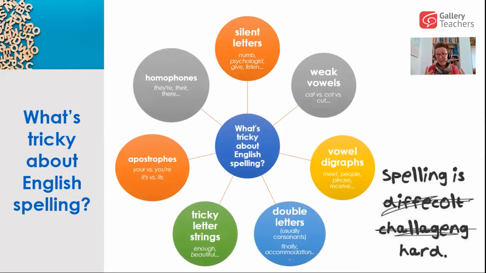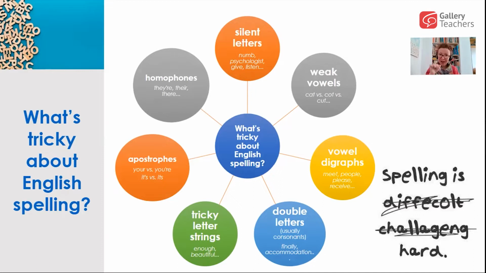Vowels tend to be more difficult a lot of the time than consonants, and especially those little pairs of vowels. So meet, people. When do I use double E? When do I use EA? When do I use EO? When do I use EI or IE, etc.